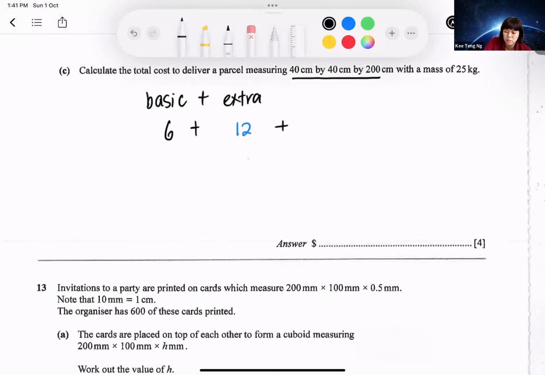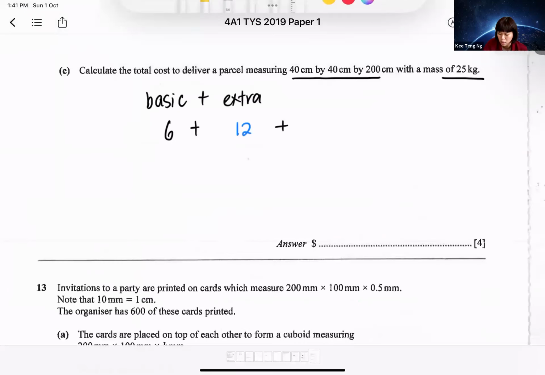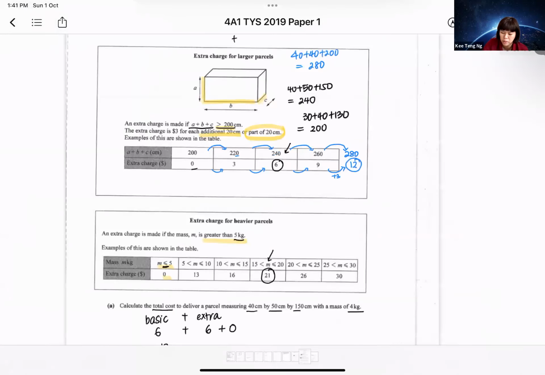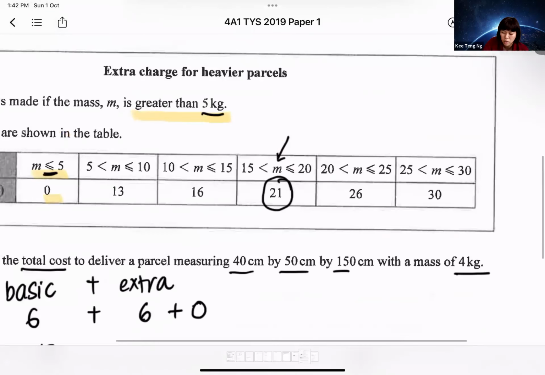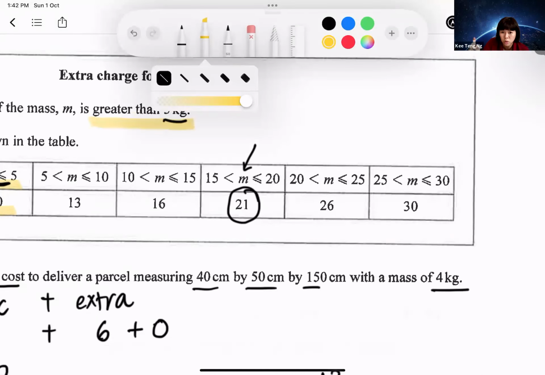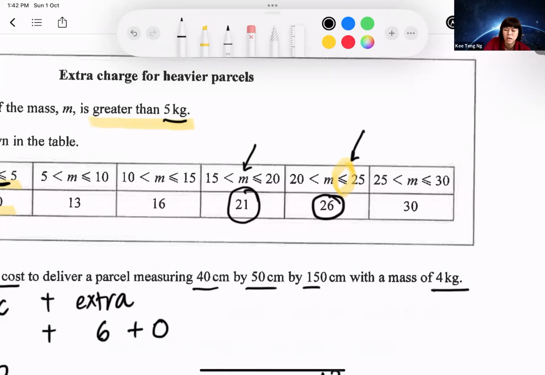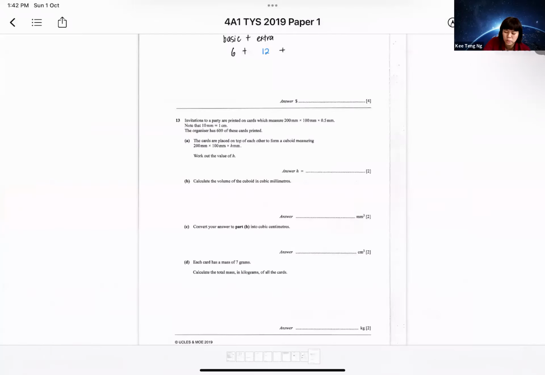Plus, is it heavier? Mass is 25 kg. So let's go back and see. 25 kg, where's 25 kg? Oh, there are two numbers with 25. Which one? Look at this. This one has equal to 25. This one is more than 25. So the correct answer is inside this interval, equal to 25. So 26 is the answer. So plus 26.